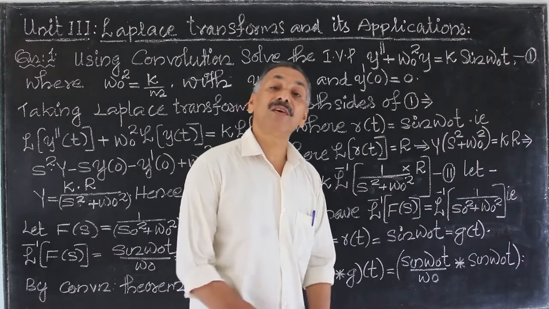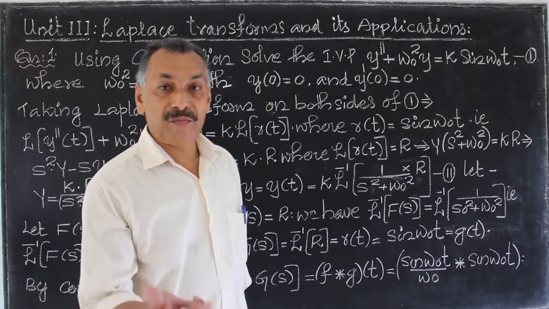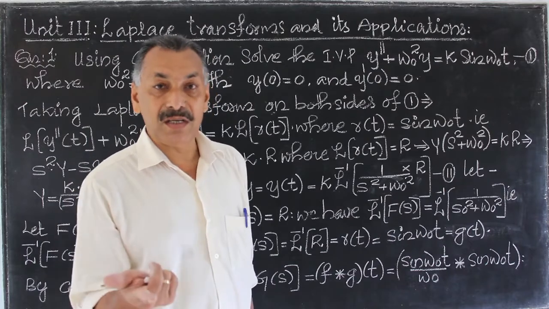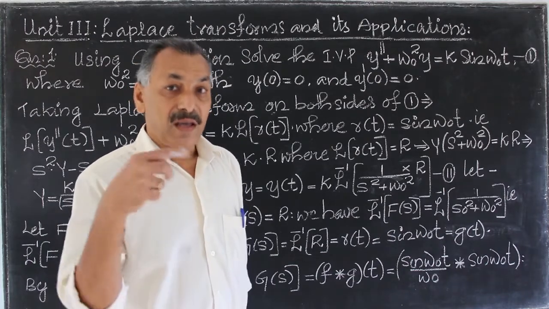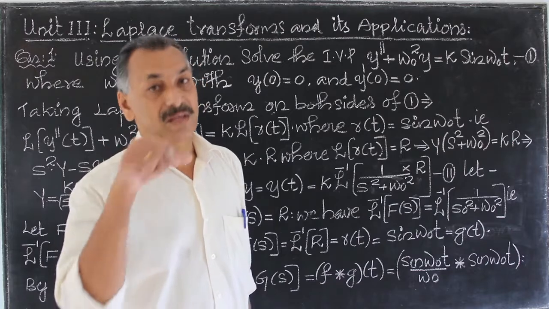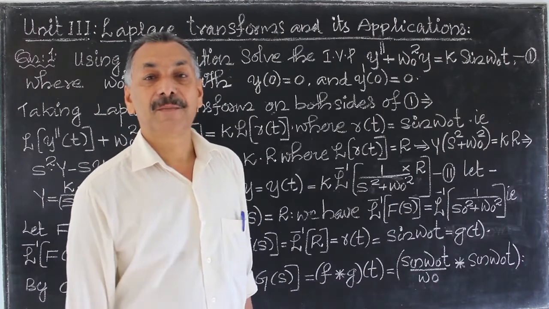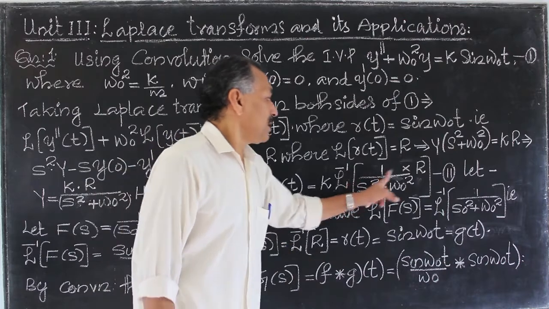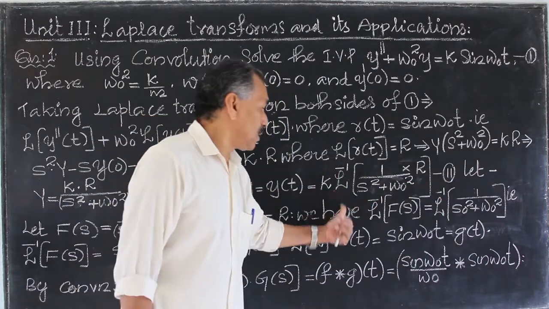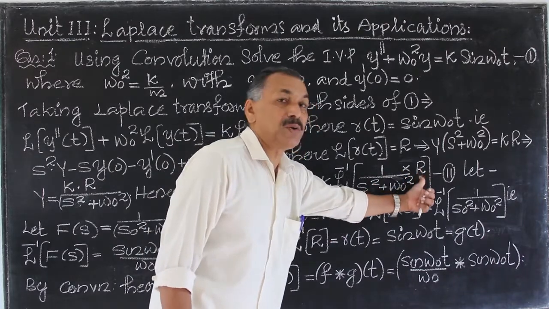What is the L inverse of F(s) times G(s)? Using the convolution theorem, the L inverse of F(s) is small f, and the L inverse of G(s) is small g. Then the L inverse of F(s) times G(s) is the convolution f * g of t. Then y(t) is equal to k times the Laplace inverse of 1 divided by s² + ω₀² times capital R.